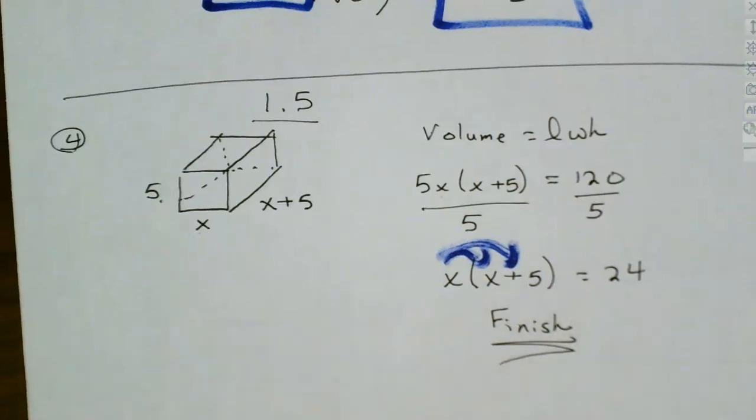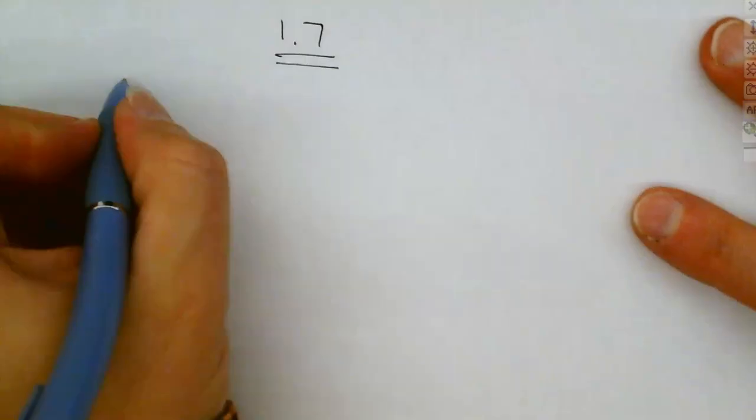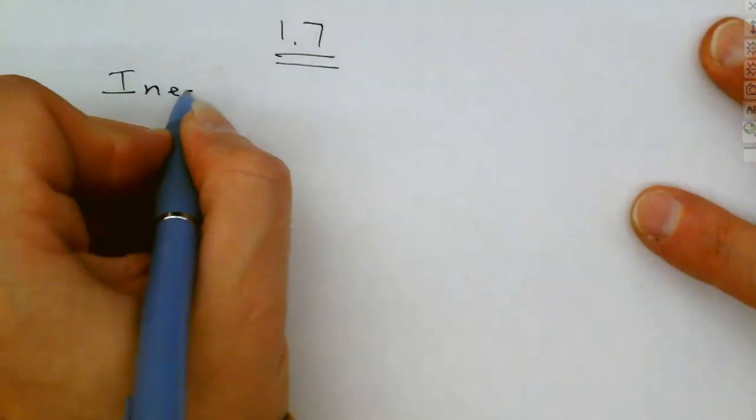So let's now go ahead and start section 1.7. And it's going to be an easier section. I think you'll find 1.7 to be quite a bit easier. 1.7 and 1.8 are a lot easier to work through. And in 1.7, we're going to look at inequalities.